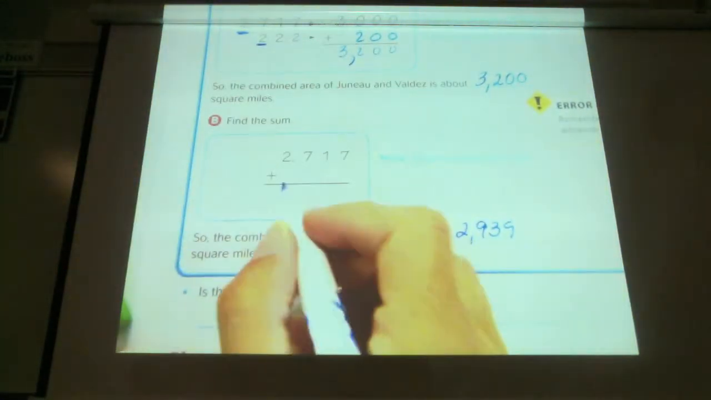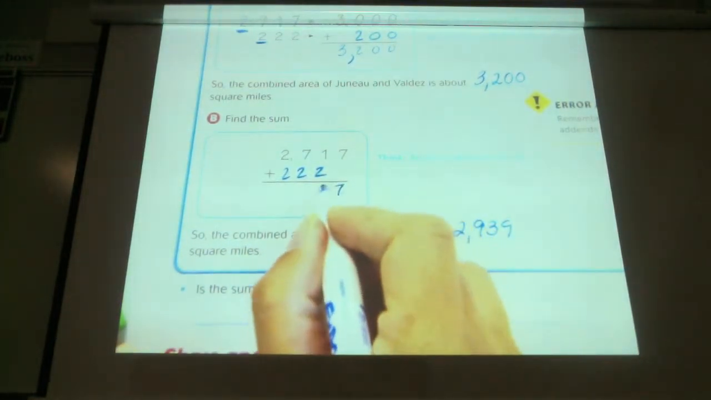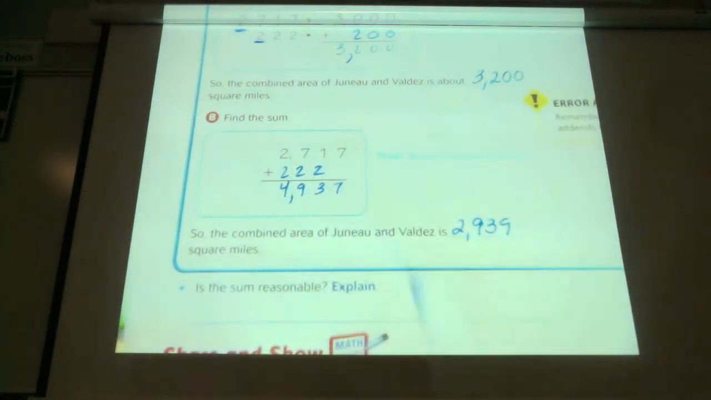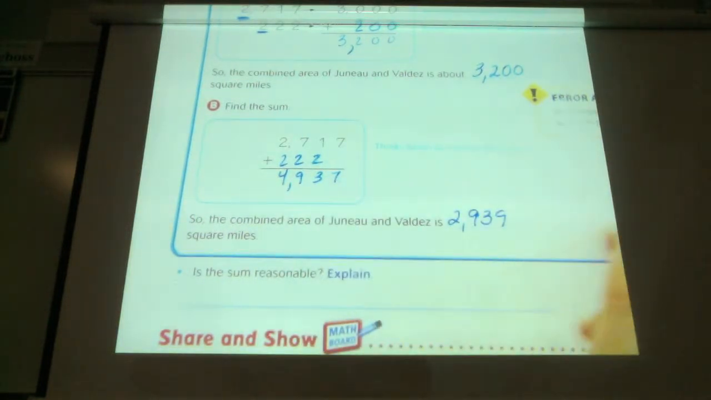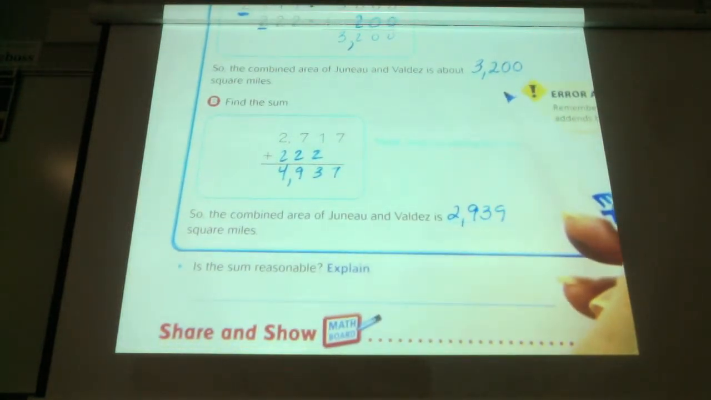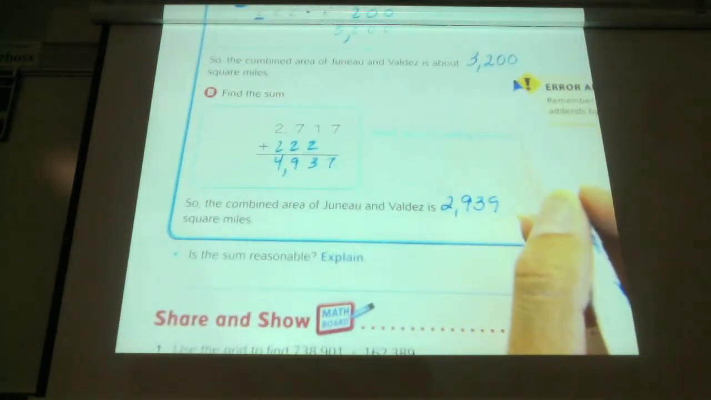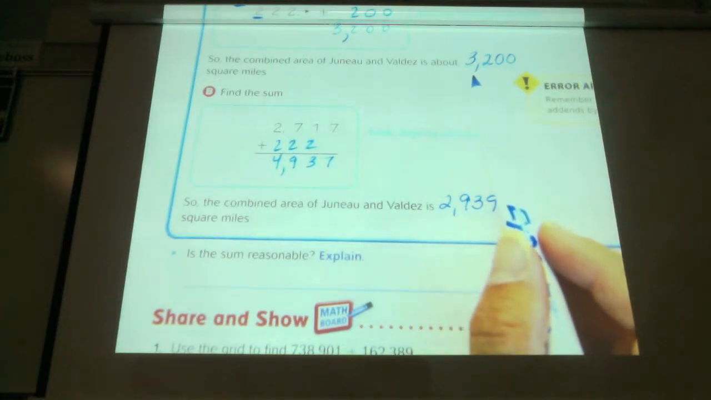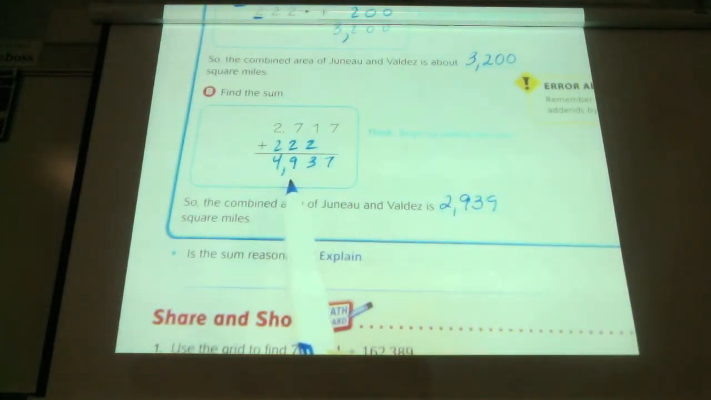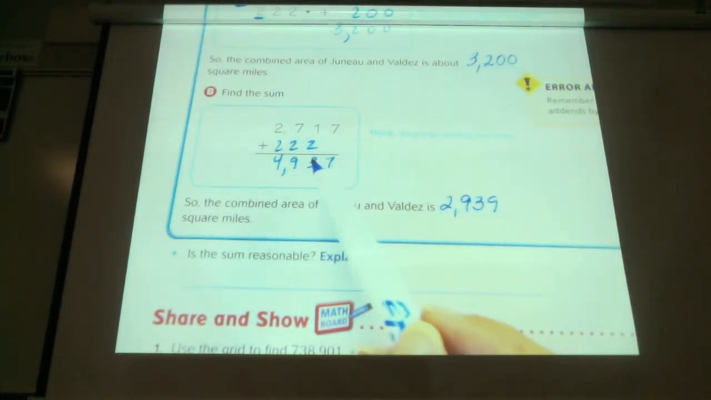If I took that 222 and I accidentally put it like this, right? And then I added, accidents happen, and this is the number that I came up as my sum. Would this be a reasonable answer knowing that this is the estimate? No, this is extremely higher than this number. So this would not be a reasonable answer because it is 4,000, it's almost 5,000, and this is saying my estimate's 3,000. So looking at this, I would say I did something wrong. Either my estimate's wrong or my actual's wrong. So I'm going to go back and check them both.